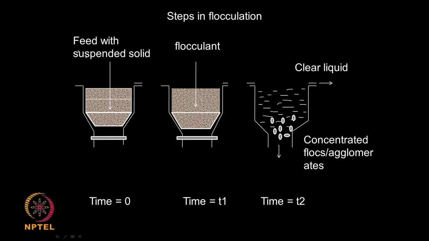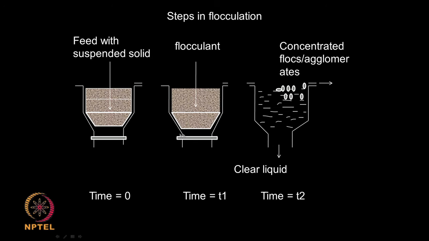So, what are the various steps in flocculation? So, you may add the flocculants with the solid, okay, or you may add them separately. So, suppose we have the feed with the suspended solid, you may add the flocculant, okay. Then when you add the flocculant, if the flocks become very heavy, then they will all settle down. So, the liquid is removed. So, it is a sort of a batch process, you know, this is at time 0, and then you are adding flocculant at time t1, and then at time t2 you can remove the liquid at the top and the concentrated flocks or agglomerates at the bottom.